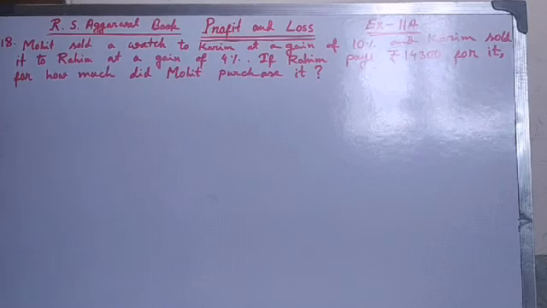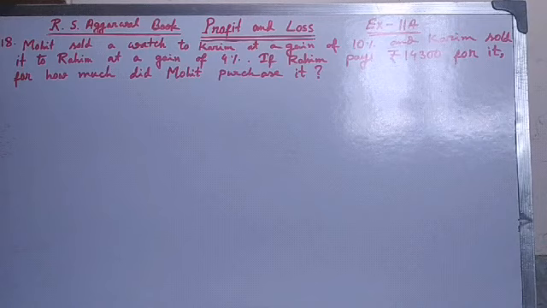Now question number 18. Mohit sold a watch to Karim at a gain of 10% and Karim sold it to Rahim at a gain of 4%. If Rahim pays rupees 14,300 for it, for how much did Mohit purchase it?